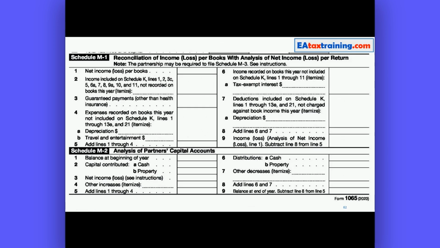Schedule M1 and Schedule M2. So this is a reconciliation of income or loss per books with the analysis of net income. So that's what they're at the top of Schedule L. That's that analysis of net income.